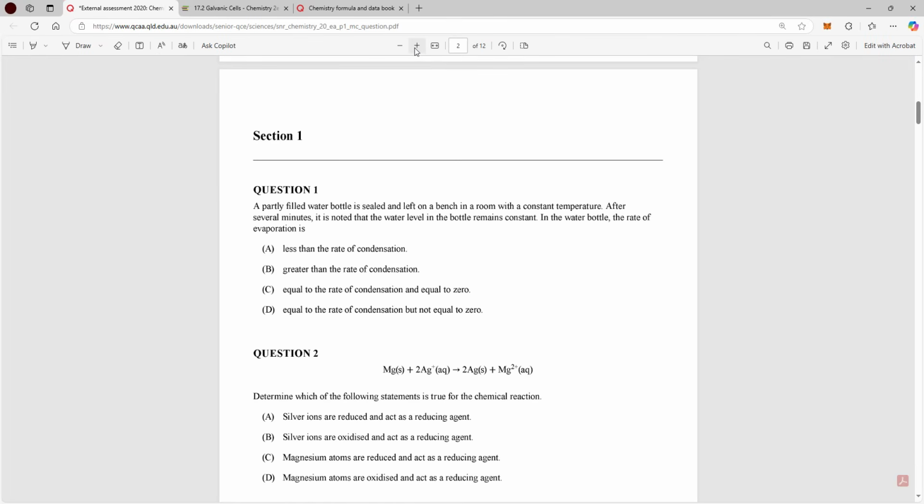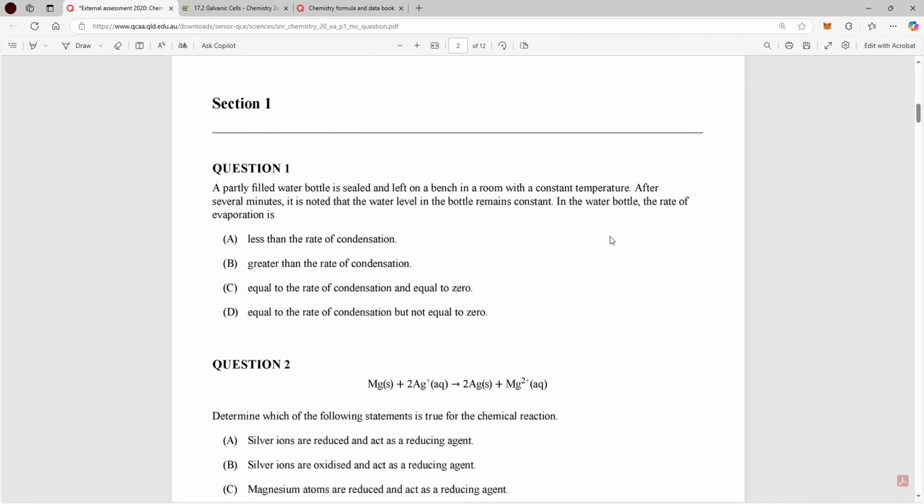Okay, so question 1 here. A partially filled water bottle is sealed and left on a bench in a room with a constant temperature. After several minutes, it is noted that the water level in the bottle remains constant. In the water bottle, the rate of evaporation is, and you're given a couple options.